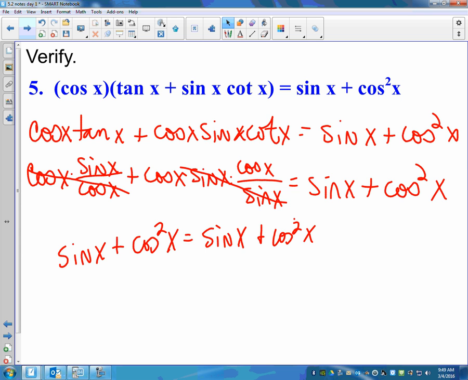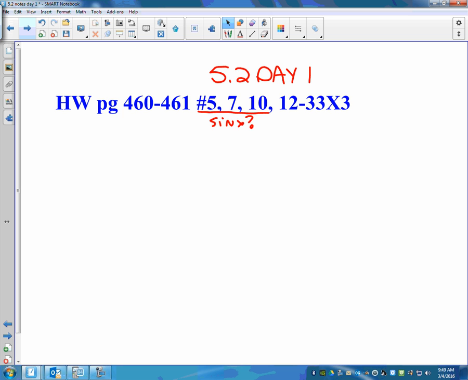Okay, so the homework, the first 3, 5, 7, and 10, those are the ones that just ask you, does it equal sine of x? Which means that you might say no on some of those, right? They might not work. But after number 10, they say prove the identity.